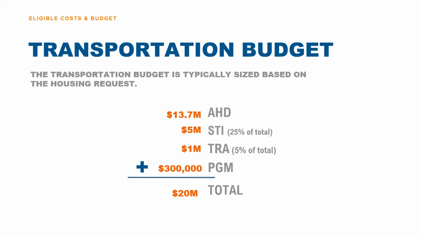This is a theoretical budget on an ASIC application, but I wanted to give you a sense of how much funds per cost categories could be available on the competitive ASIC application and how much of those funds could go toward the public partners for the STI and TRA improvements.